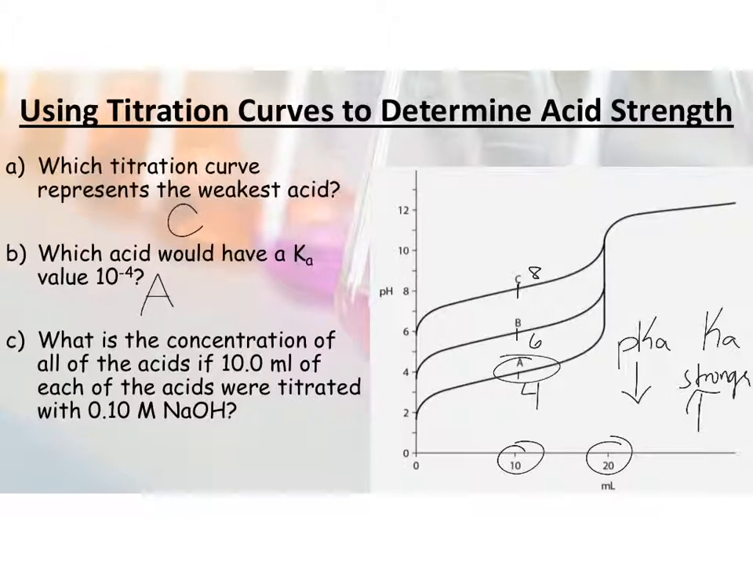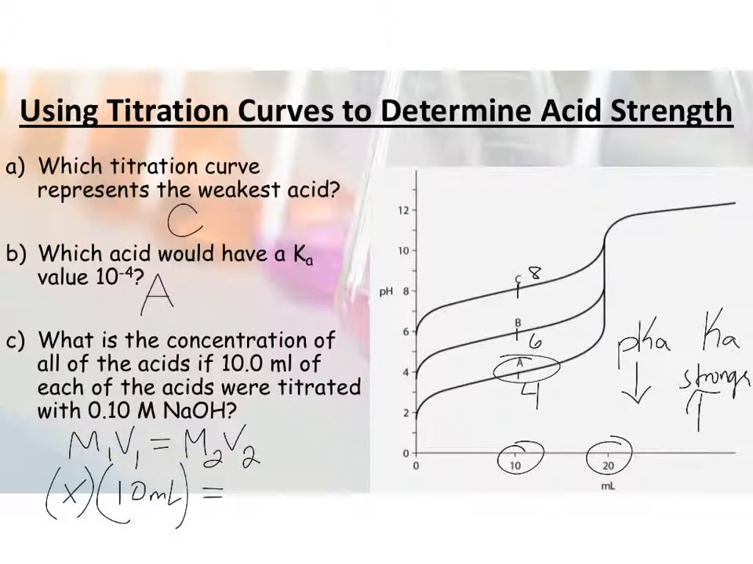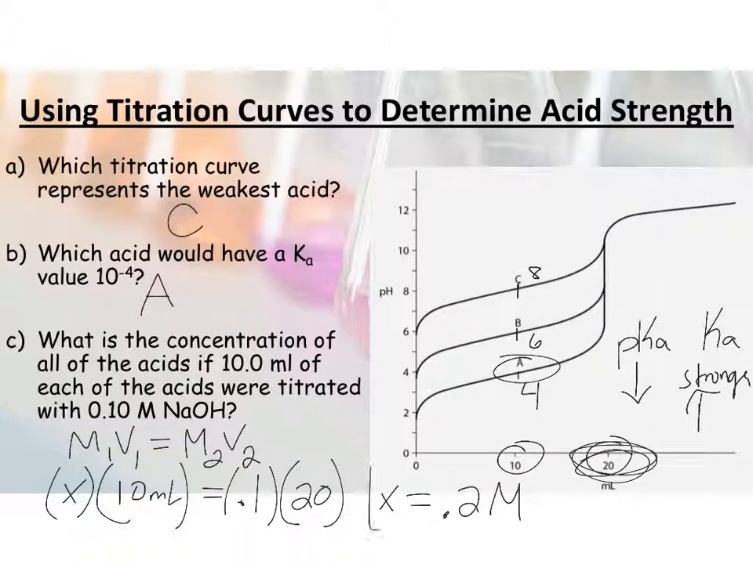Last question, what is the concentration of all of the acids if 10 mLs of each of the acids were titrated with 0.1 molar NaOH? Well, these are all monoprotic acids, so we can just simply use M1V1 equals M2V2. So for my acid, I don't know my concentration, but I do know that I used 10 mLs of them. And for my base, I know that the concentration is 0.1, and it took me 20 mLs to get to equivalence for each of these. And then divide, and you get that your concentration of each acid is 0.2 molar.